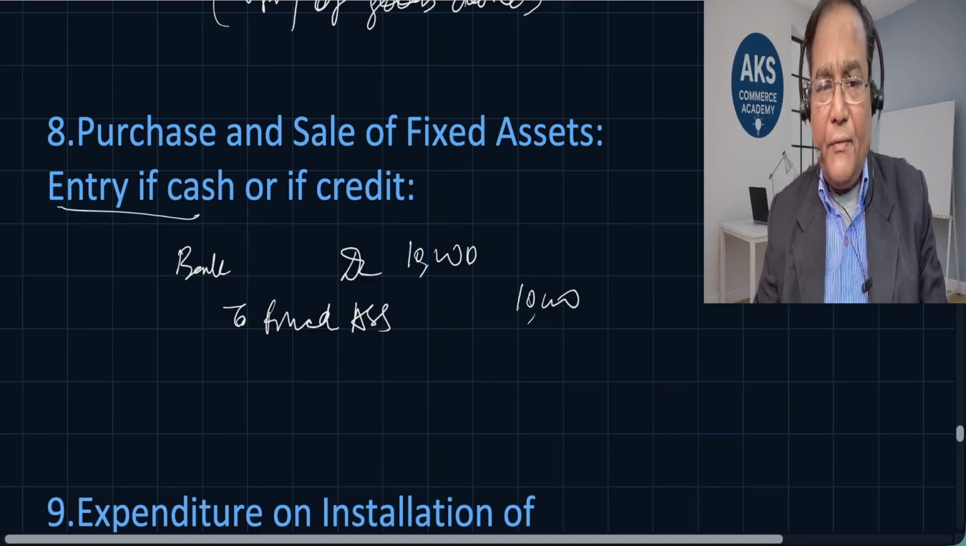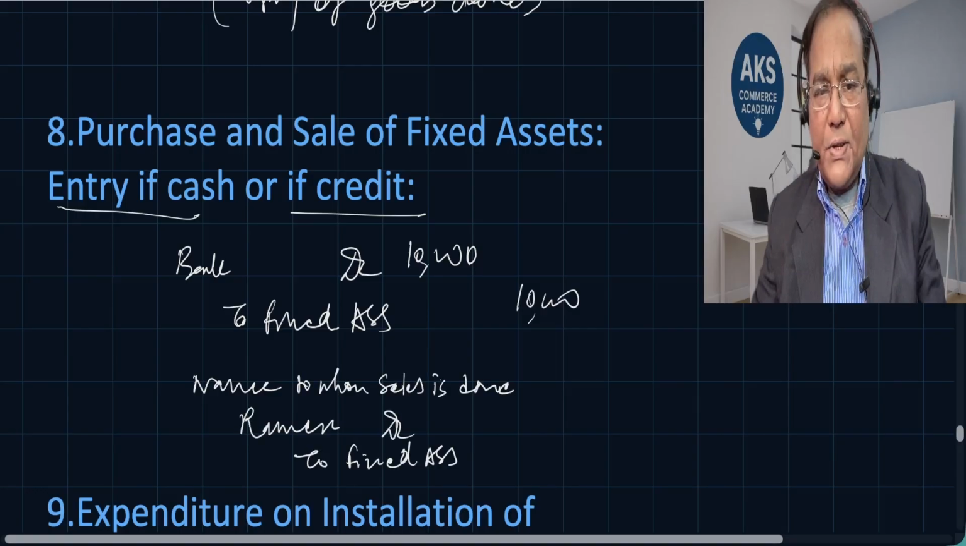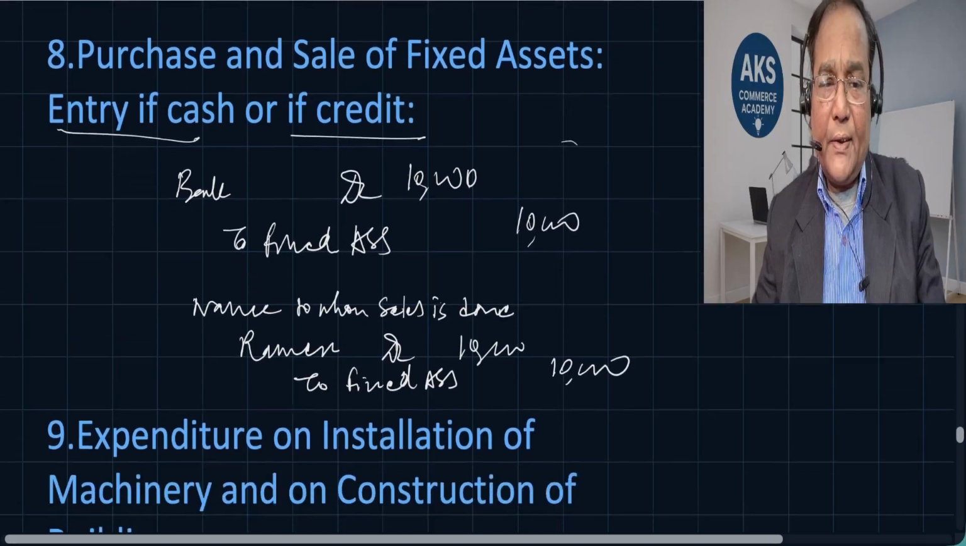Entry if cash, or if it is credit, in that case the debtor, the name of the person to whom the sale is made, let's say Ramesh. So Ramesh debit to fixed assets. How much? Let's say 10,000. I hope this is clear. Now let's go ahead and see the next one.